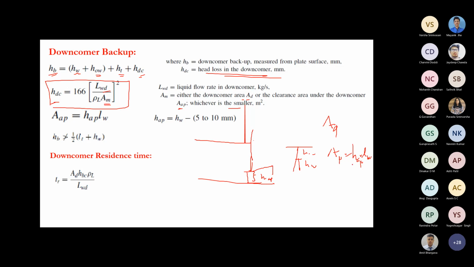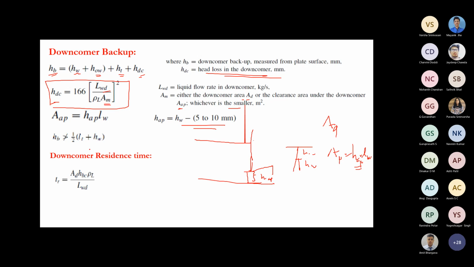So what is HAP? HAP is normally HW minus 5 to 10 mm, the height of the bottom edge of the apron above the plate. The apron is the portion of the plate which extends down below the plate from the outlet bar. Then you can calculate the HB by substituting all these values.